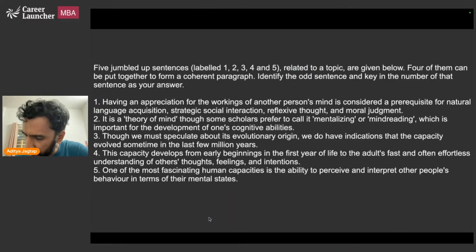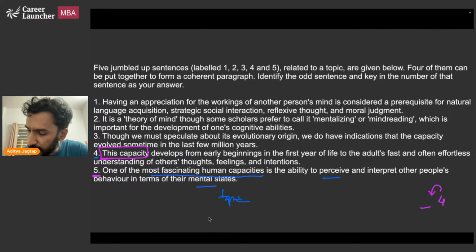Let's start with 5. One of the most fascinating human capacities is the ability to perceive and interpret other people's behavior in terms of their mental states. So we're looking at the topic of discussion: the most fascinating human capacity, which is to perceive others' minds. All right, we just noticed some topic-based discussion. Again, sentence 4 has a specific clue. This is the kind of clue that we have to start with ideally. This is a sentence connection clue. This capacity tells us that prior to sentence 4, we are discussing a specific capacity. Sounds like sentence 5 only, we can't be sure.